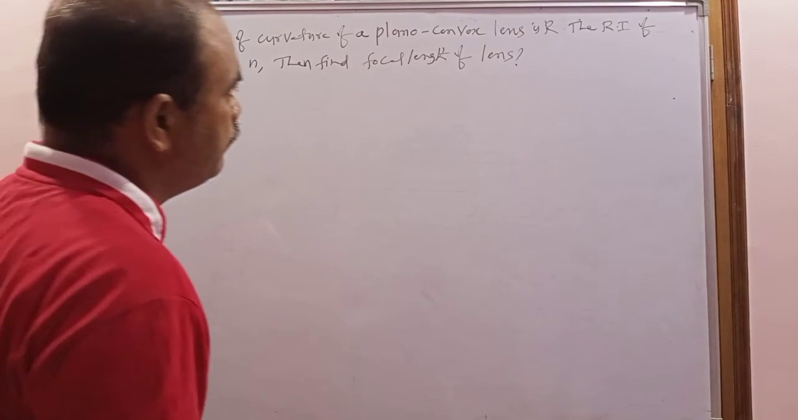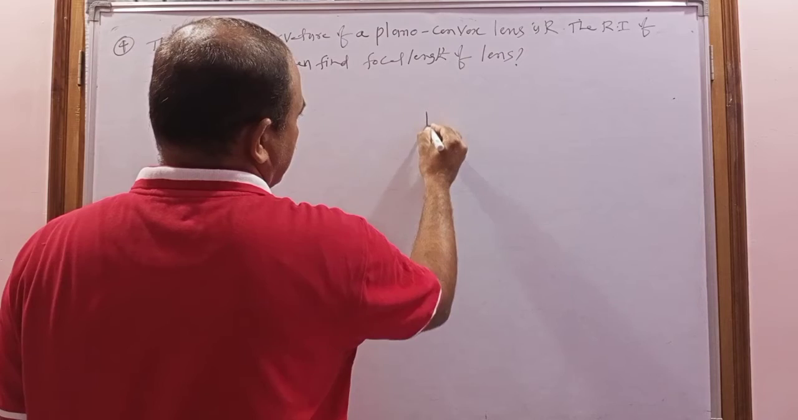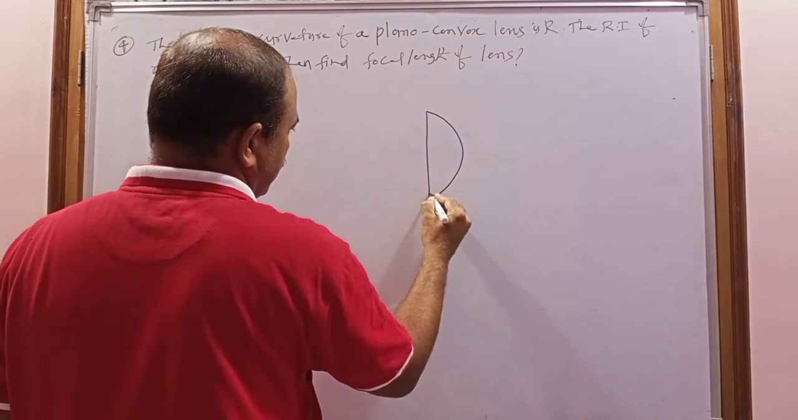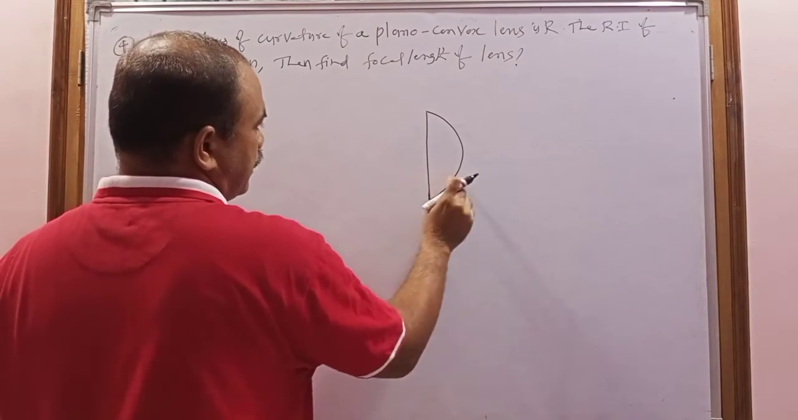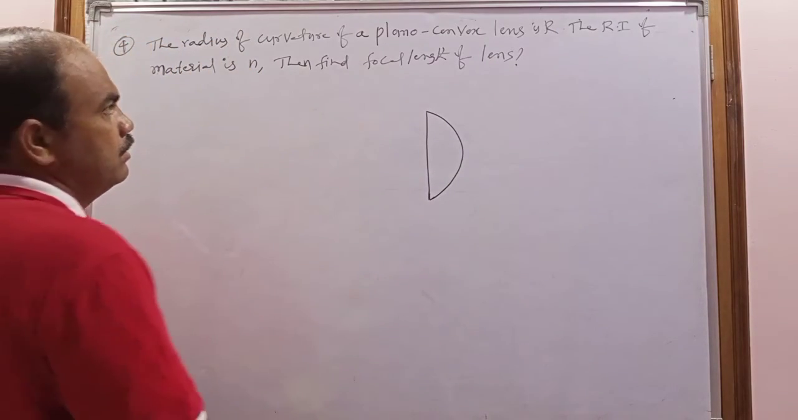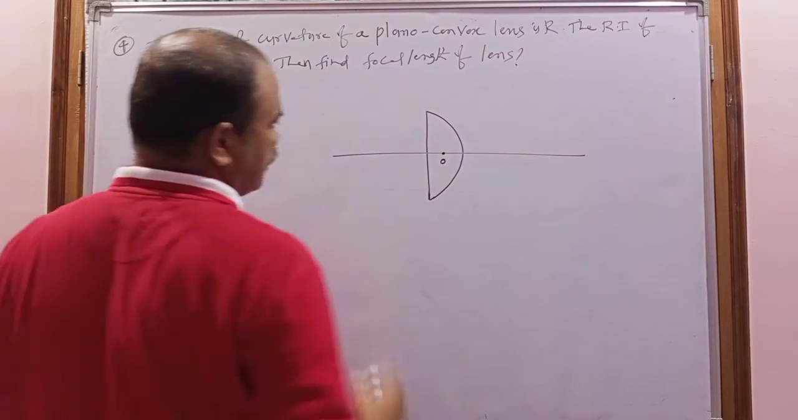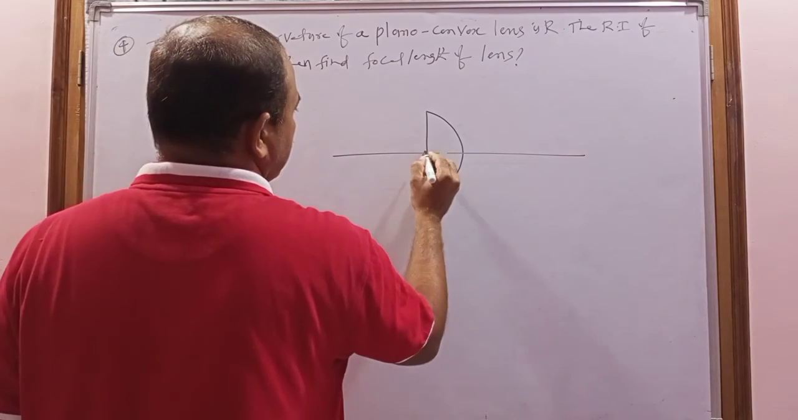Now in the problem, which type of lens is given? It is a plano-convex lens, and one surface is plane and the other surface is convex. One surface is plane, another one is convex. Now this is the optic center, along the principal axis. This is called the optic center.